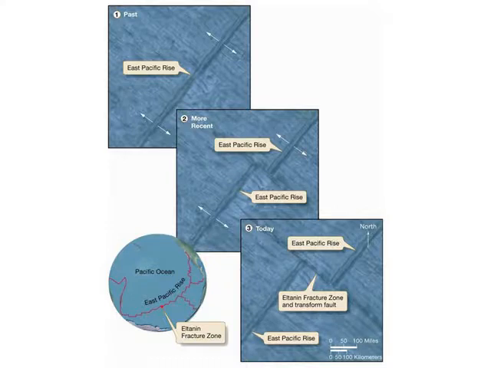So on the next slide here, you can see an example of a transform fault splitting the East Pacific Rise. In the past, the East Pacific Rise would have been one single continuous ridge, but at some point, when the spreading rates differed, that transform fault would have been created. And today, in the third image there, you can see that it has split very far apart from each other to probably accommodate for those different spreading rates.